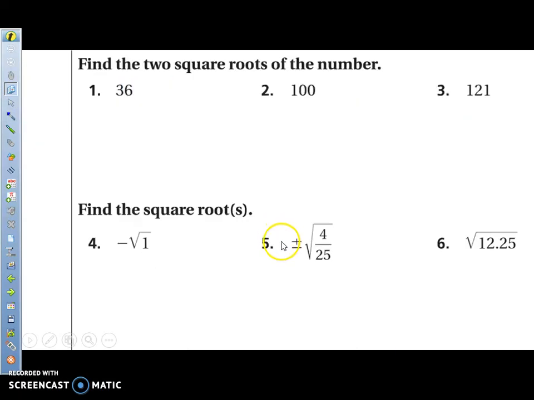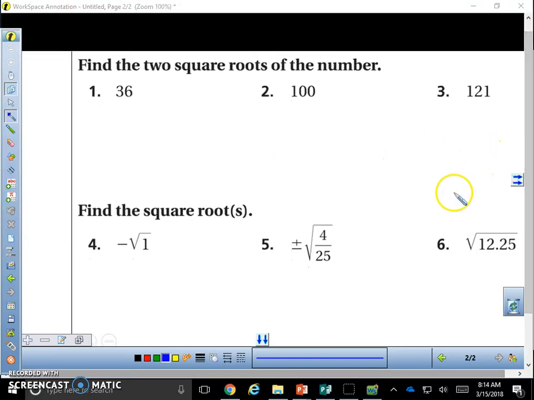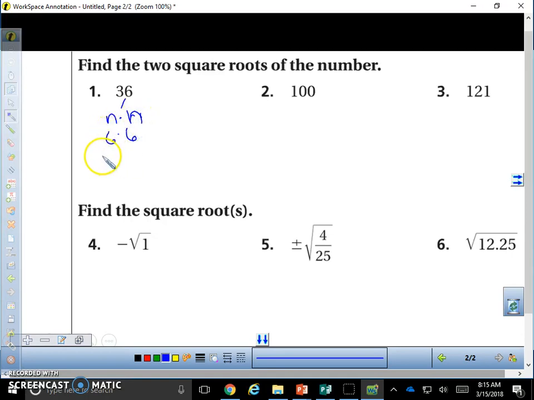Now let's get into these examples. Finding the square roots of numbers. Remember, that means we're looking for what number times itself is equal to 36. Going back to your cheat sheet, we know that 6 times 6 is 36, but also negative 6 times negative 6 is 36. The answer is plus minus 6.